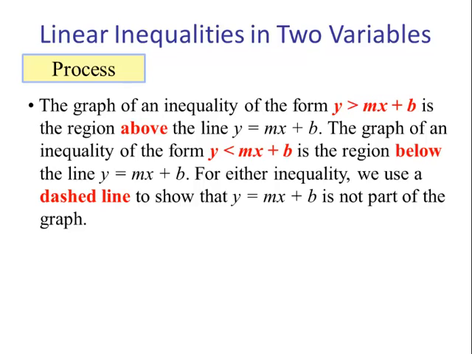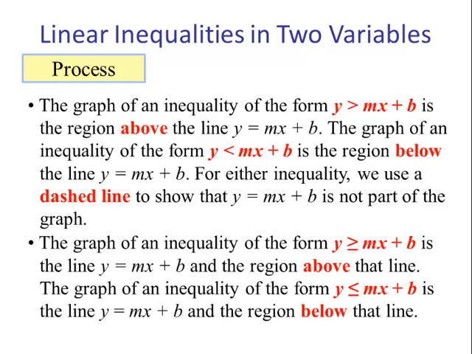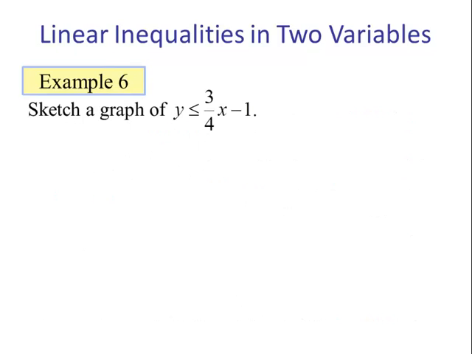The graph of the inequality of the form y is greater than or equal to mx plus b is the line y equals mx plus b and the region above that line. The graph of the inequality of the form y is less than or equal to mx plus b is the line y equals mx plus b and the region below that line. Let's do our final example.